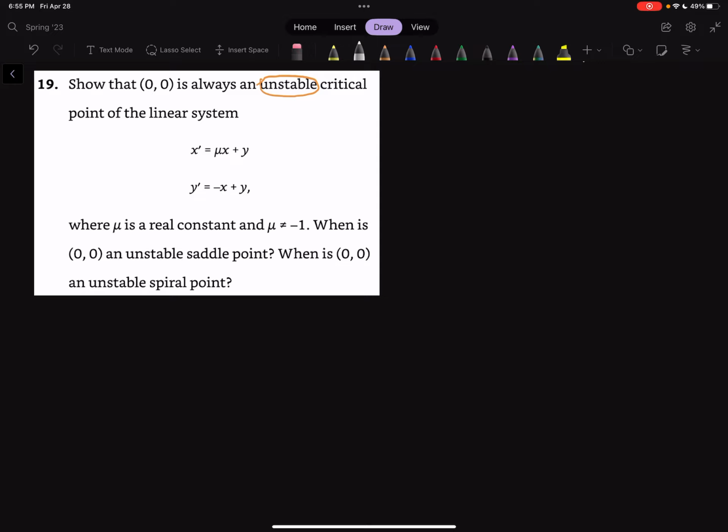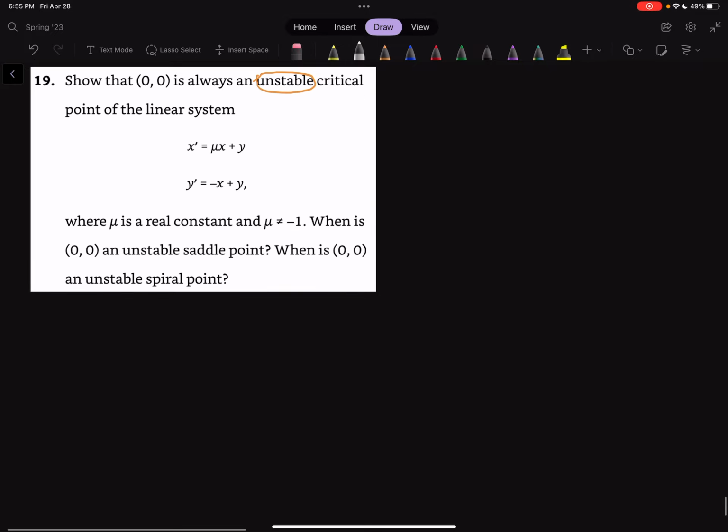So for 19, show that (0, 0) is always an unstable critical point of the linear system x prime is equal to mu x plus y, and y prime is equal to negative x plus y, where mu is a real constant and is not equal to negative 1. When is (0, 0) an unstable saddle point? When is (0, 0) an unstable spiral point?